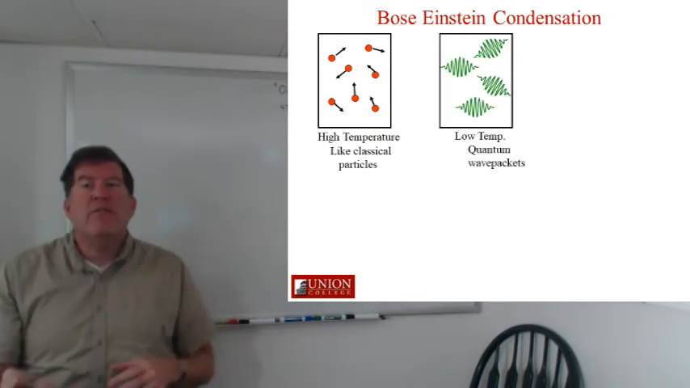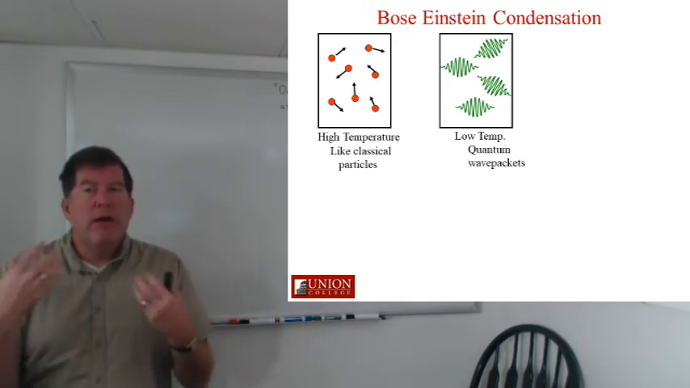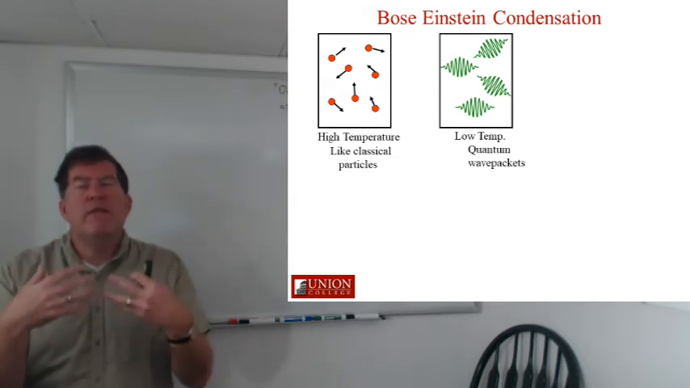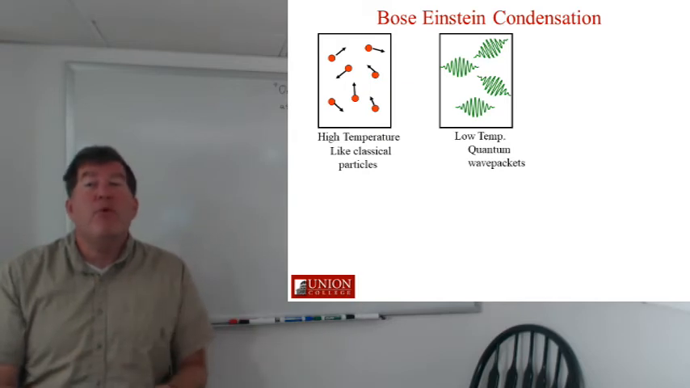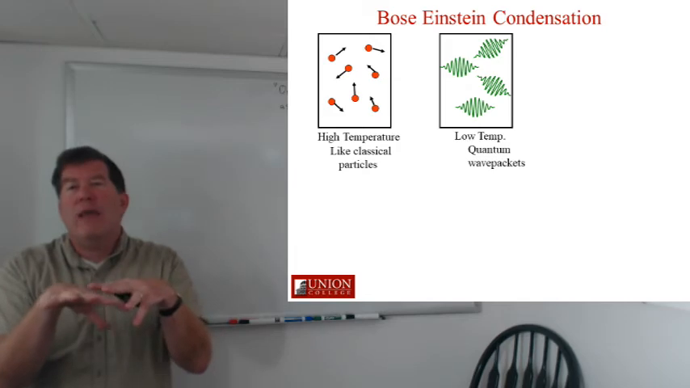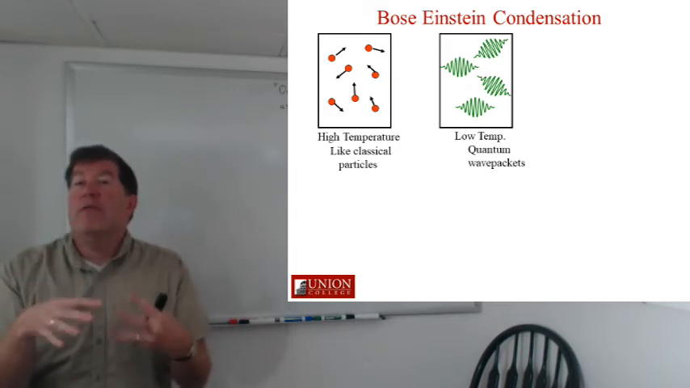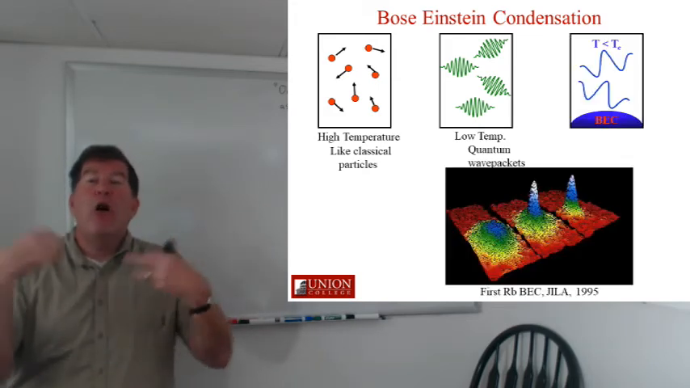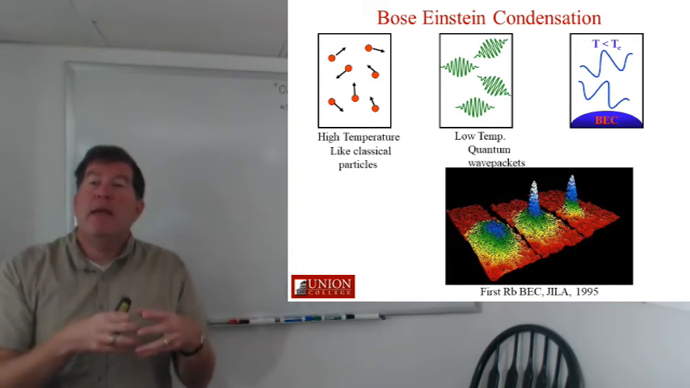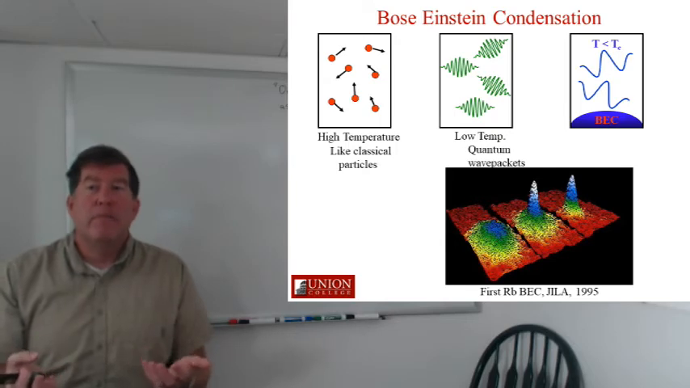As you cool that gas down, they start to show some of their quantum wave nature. They start to behave a little more like quantum wave packets. And if you keep cooling the sample and cooling the sample and cooling the sample, at some point the wavelengths of those particles get long enough that they start to overlap with each other. And when they start to overlap with each other, if those particles are bosons, then they realize, hey, we should all be in the same state together because that would be awesome. And then they collapse into a single state, and that state is called the Bose-Einstein condensate.